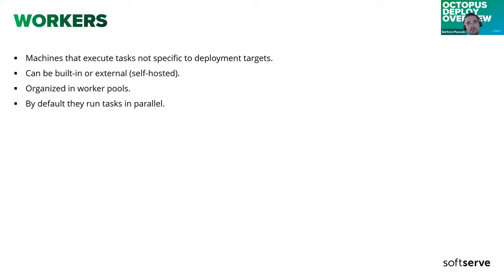And workers, which are similar to deployment targets, but like I mentioned, they execute tasks that are not specific to deployment targets. So let's imagine we have a deployment target which is a virtual machine. If you deploy to a specific deployment target, your package will land on this virtual machine and the application would start. Workers are more specific to the processes that do not require a specific deployment target. So like I mentioned, if you would like to run a script that fetches some data from an external website, it doesn't really matter to you where it will be executed. So workers are great for this purpose.